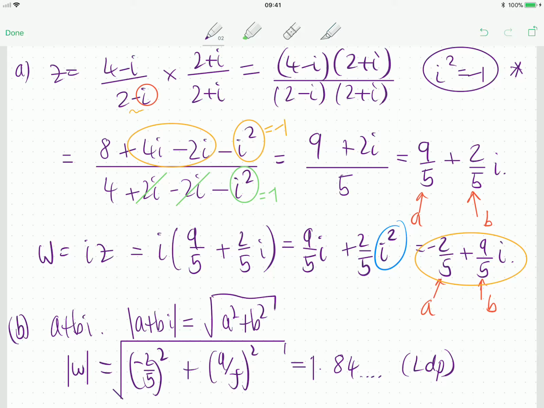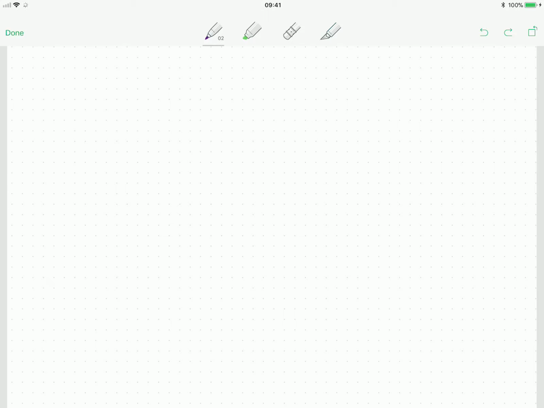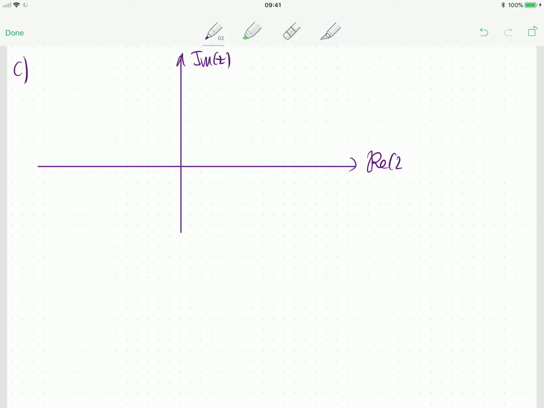Part C says find the argument. So now I'm going to draw it, and should get an idea of this number, the modulus, because it's a distance. Let's see it. So for part C, here's my Argand diagram. We have an imaginary axis and a real axis. My W, I'll just write that again because I can't see it on this page. It's this one.